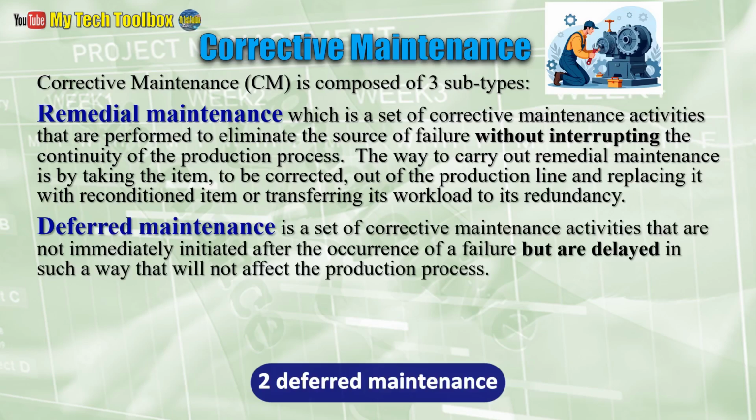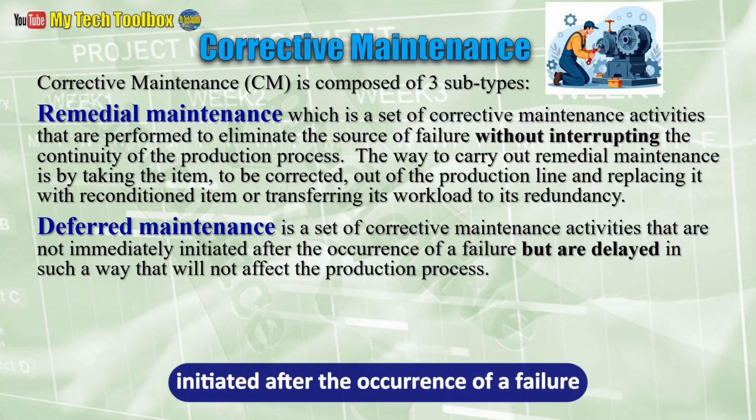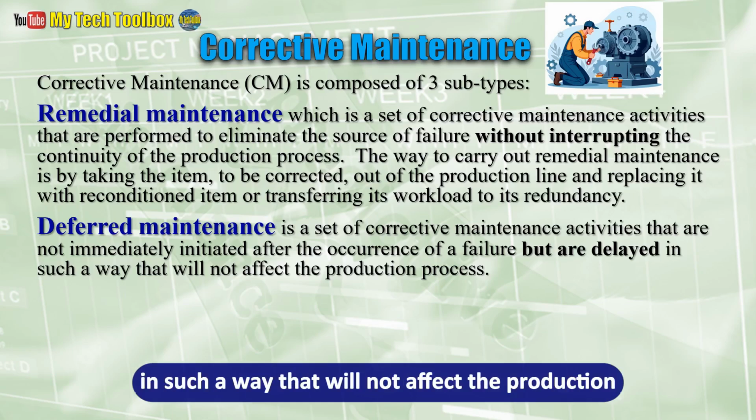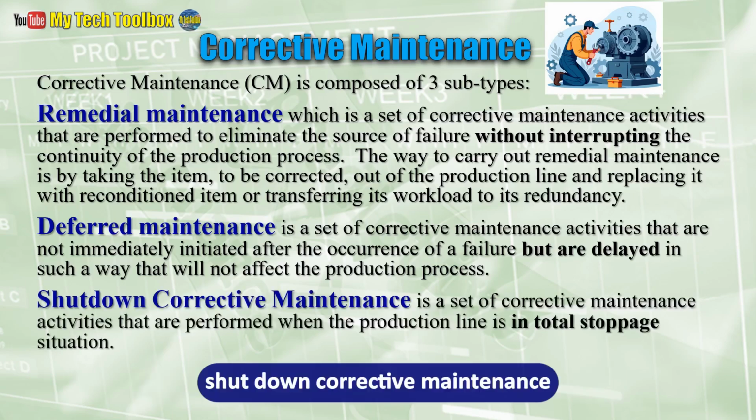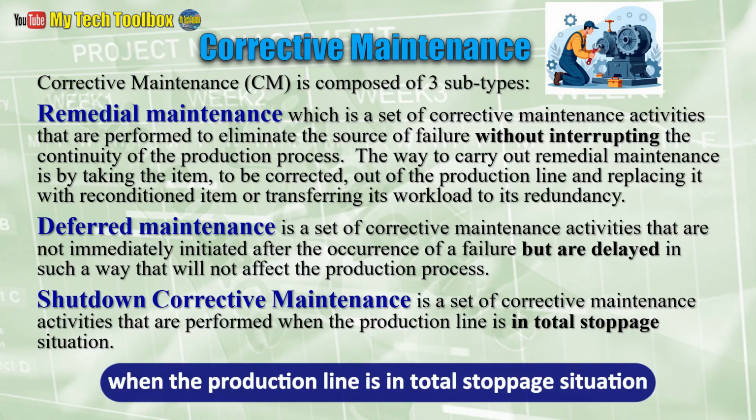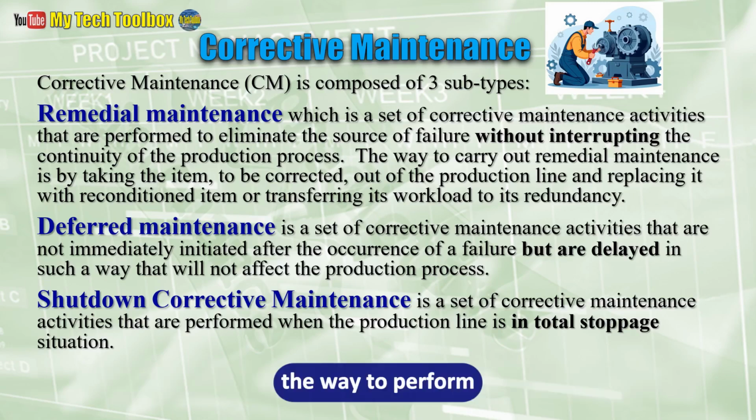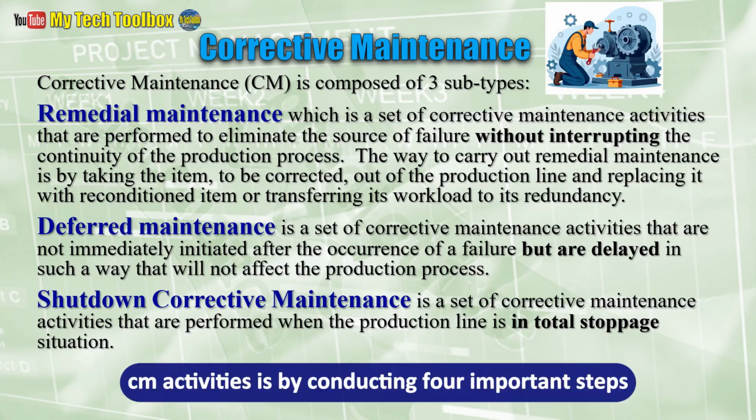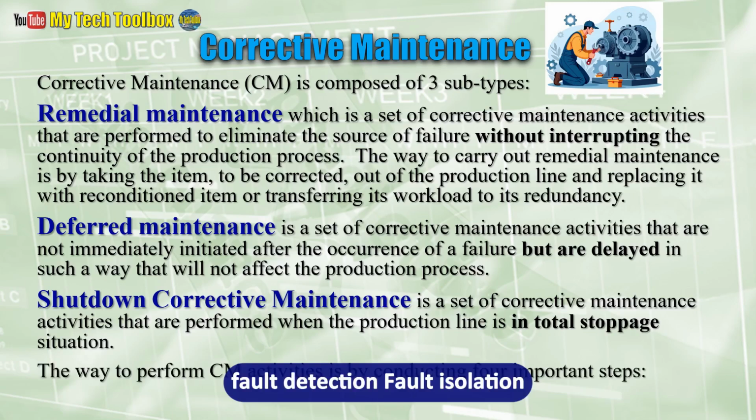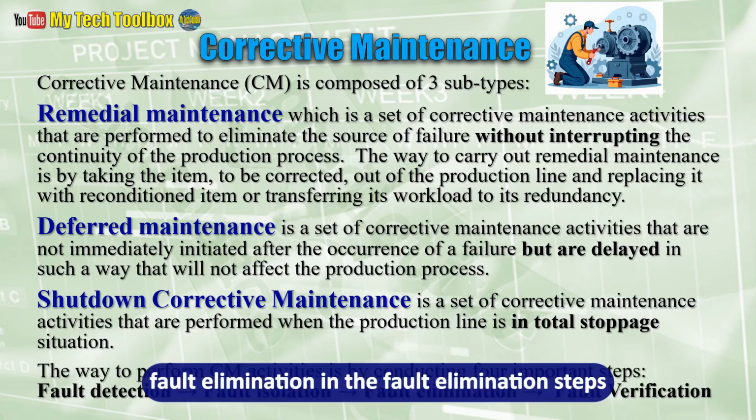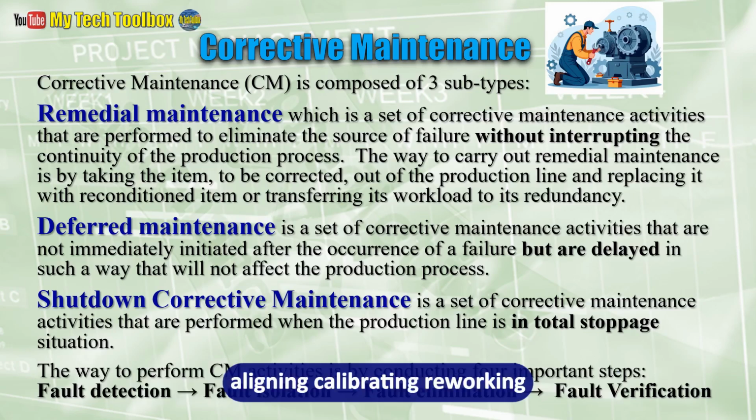2. Deferred maintenance is a set of corrective maintenance activities that are not immediately initiated after the occurrence of a failure, but are delayed in such a way that will not affect the production process. 3. Shutdown corrective maintenance is a set of corrective maintenance activities that are performed when the production line is in total stoppage situation. The way to perform CM activities is by conducting 4 important steps: fault detection, fault isolation, fault elimination. In the fault elimination step, several actions could be taken such as adjusting, aligning, calibrating, reworking, removing, replacing, or renovation. Verification of fault elimination.